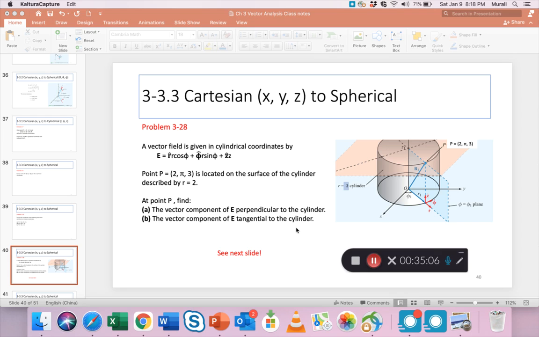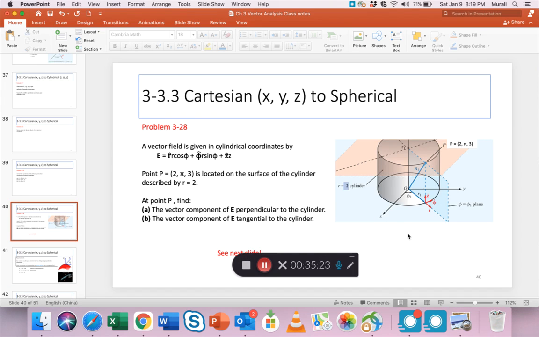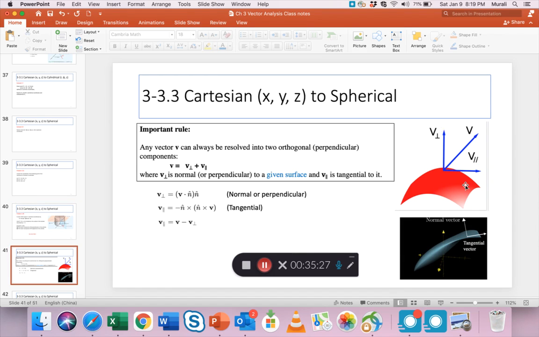Perpendicular, tangential. So I had to go in and create some extra notes for you so we can solve this problem. So here are some notes on the next slide. That's why I put a note here saying see next slide, when you solve this problem. So we are on slide 41. Here is a surface and this vector V is kind of describing this surface or field at this point. It has a normal or perpendicular component. So this component is perpendicular or normal to the surface, and this is called tangential.